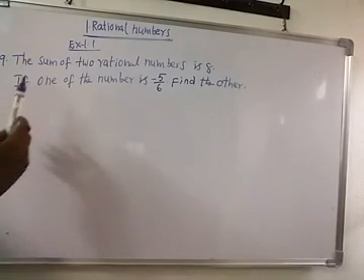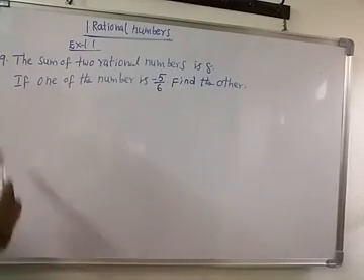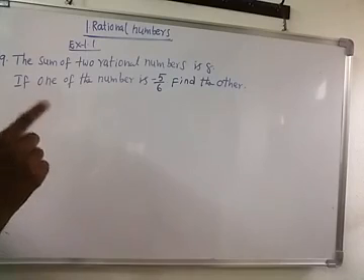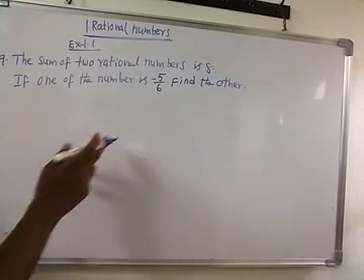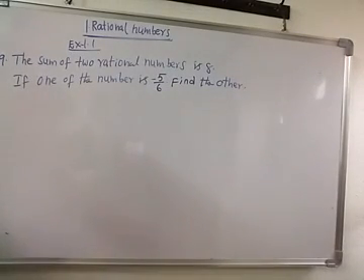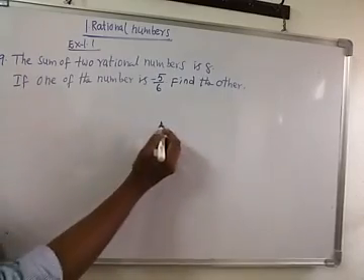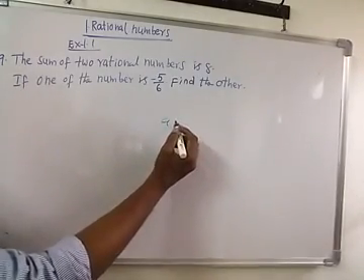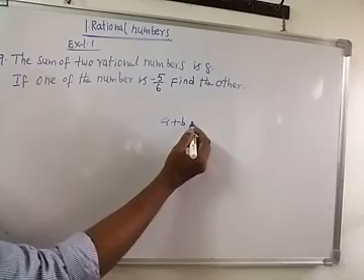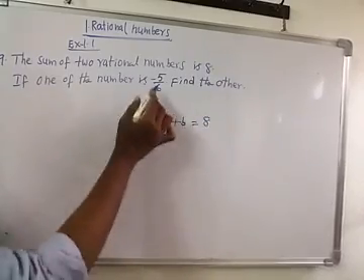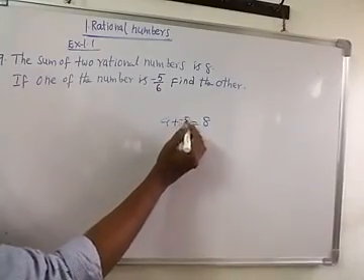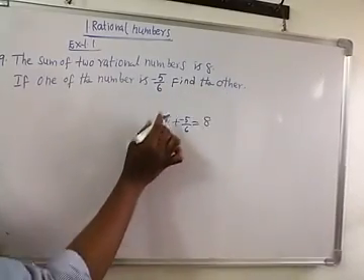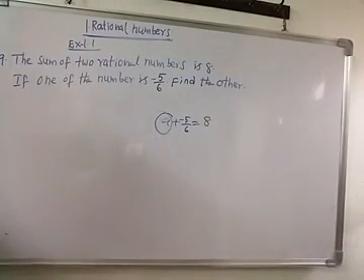The ninth problem: the sum of two rational numbers is 8. If one of the numbers is minus 5 by 6, find the other. So suppose you take any two rational numbers a and b, then their sum, a plus b, is 8. In this, one number is minus 5 by 6, that is b is minus 5 by 6. So you have to find the other number, that is, find a.